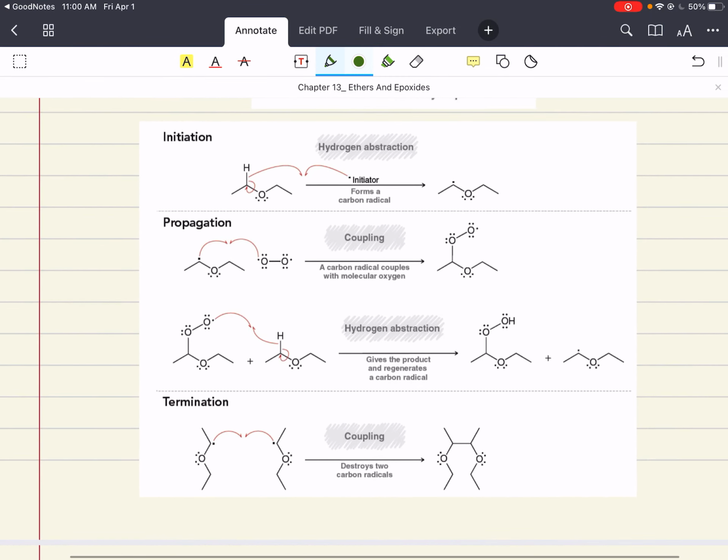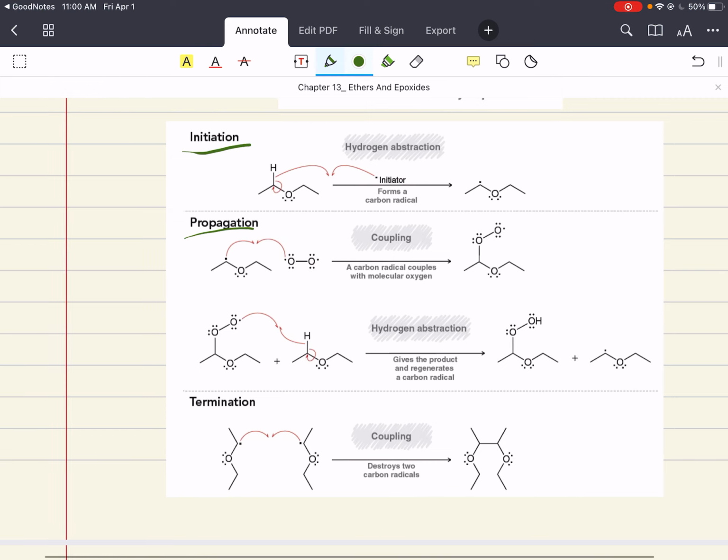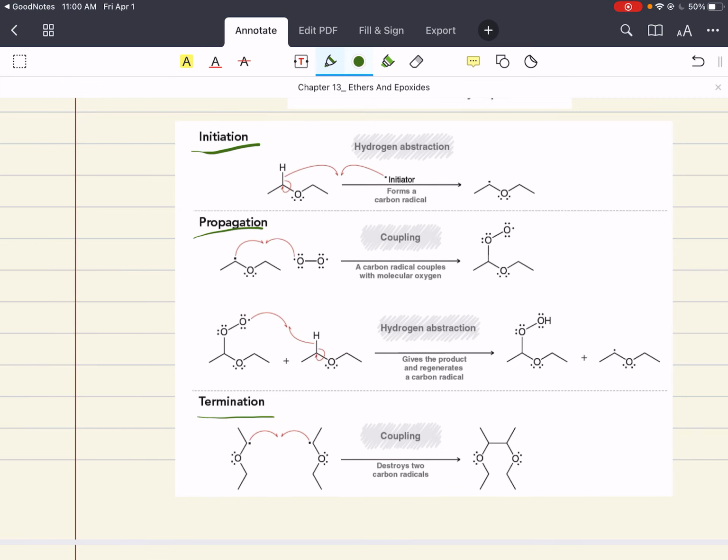We're not going to focus too much on the radical reaction here, but we talked about radical reactions: initiation, propagation, termination. Your initiation forms a radical. Then your propagation step occurs through coupling and hydrogen abstraction, where your net reaction is the sum of your propagation steps. So in this first coupling step, a carbon radical couples with molecular oxygen to form this. You start off with this in the second step, where a hydrogen abstraction occurs.